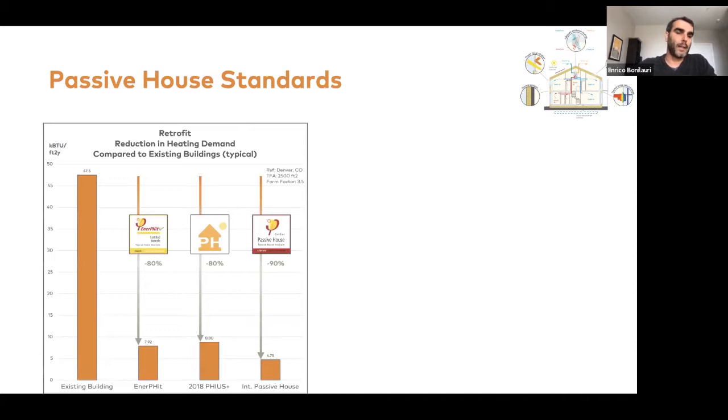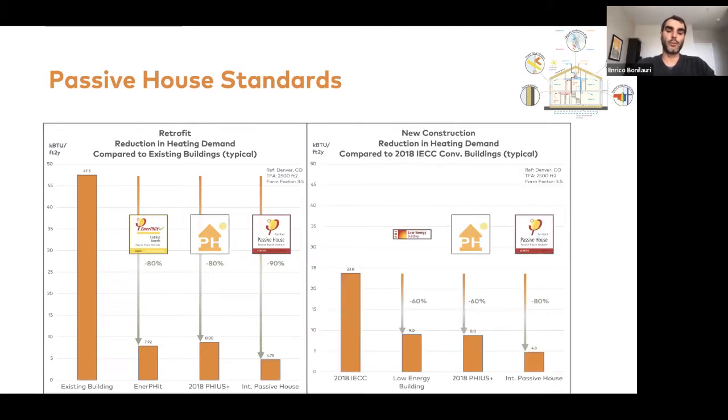Compared to existing buildings, implementing the Enrofit or the Fuse standard typically allows an 80% reduction in heating, whereas the International Passive House is about 90%. And compared to new construction complying with the 2018 energy code, the low energy building and Fuse allow for about 60% reduction for heating, whereas the International Passive House is about 80% reduction in the need for heating.